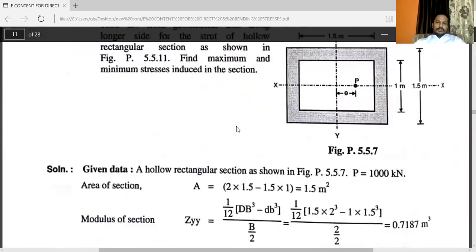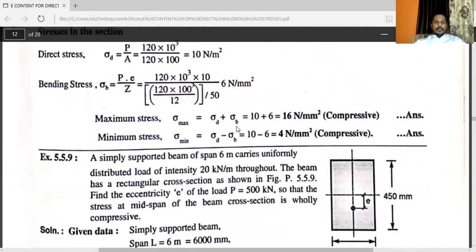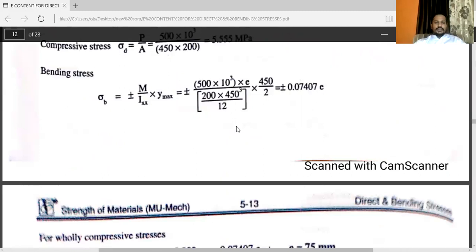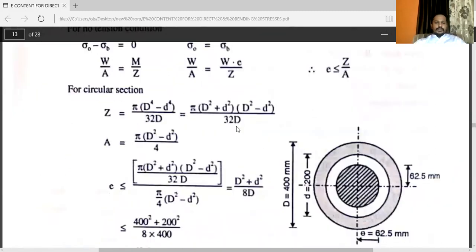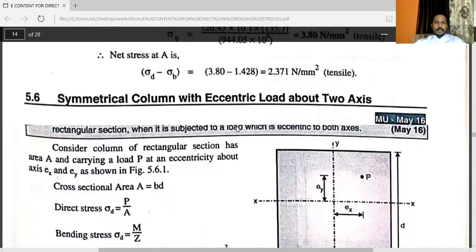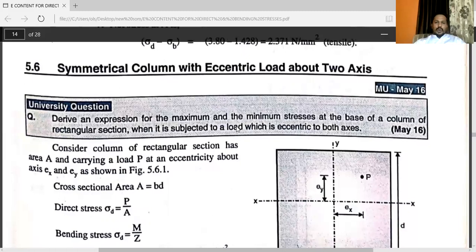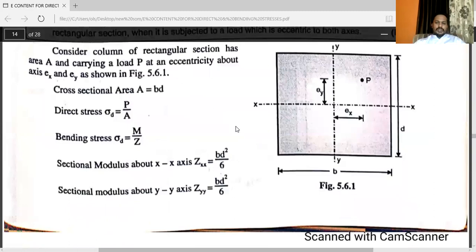Every time they are asking one question related to the eccentricity. It's very simple by using only one formula. Symmetrical column with eccentric load about one or two axes.